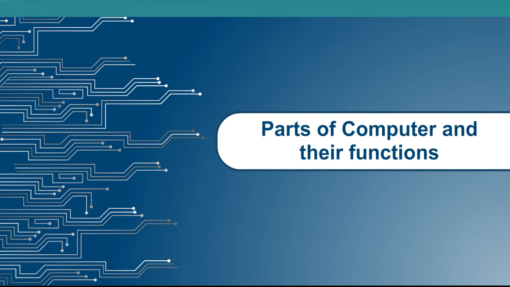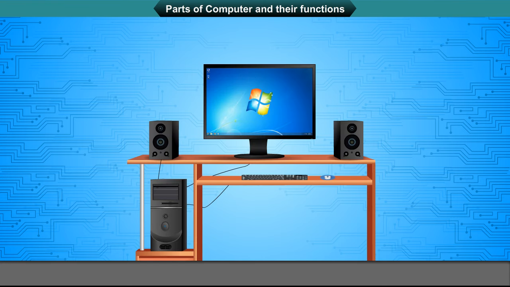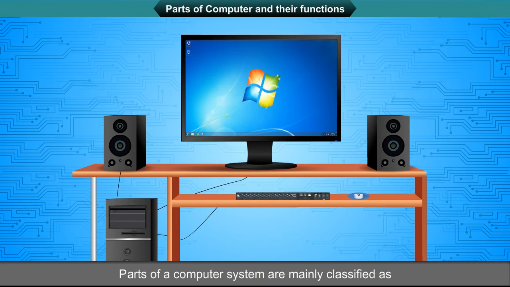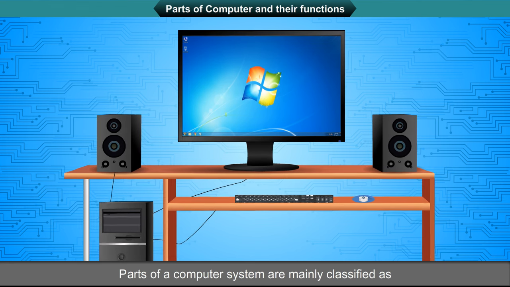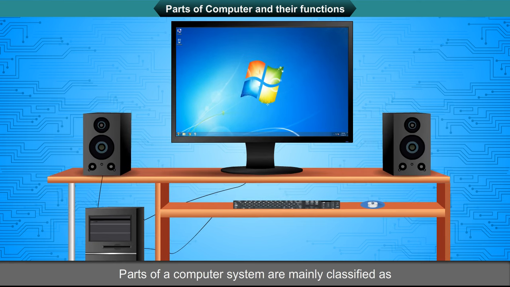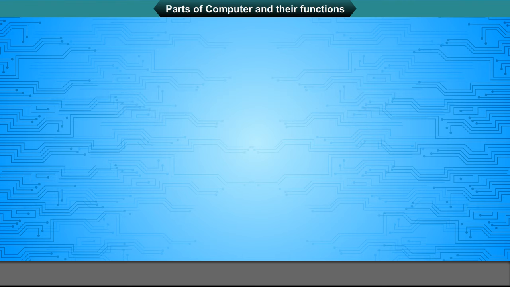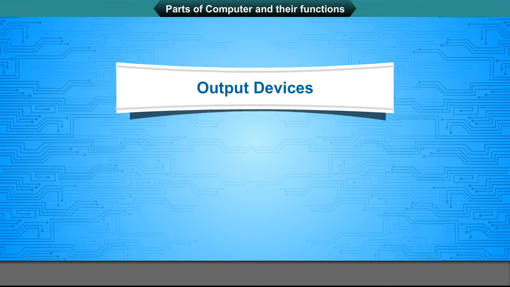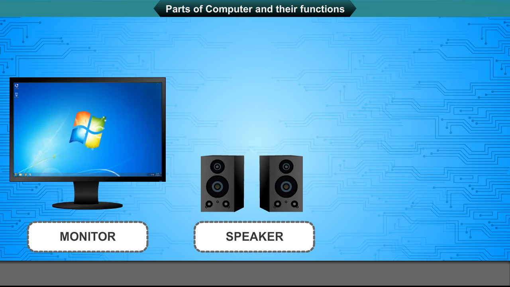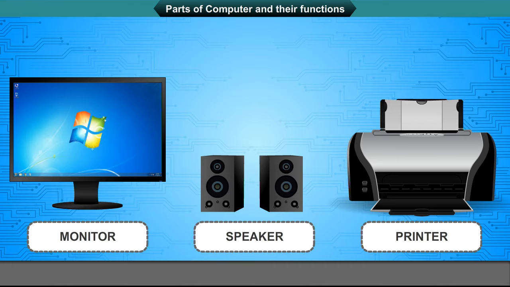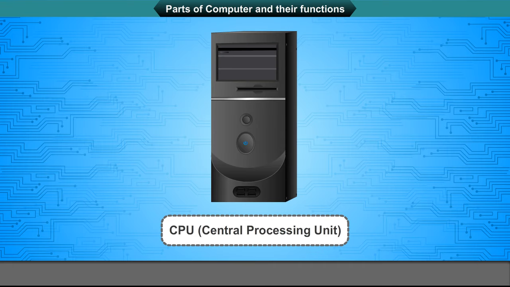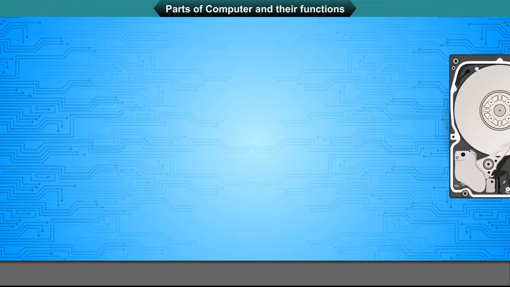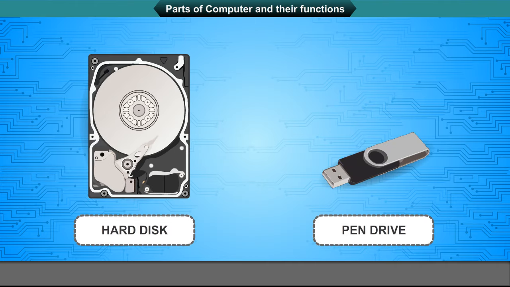Parts of computer and their functions. Computer is a combination of many parts. Parts of a computer system are mainly classified as input devices, keyboard and mouse, output devices, monitor, speaker and printer, CPU, central processing unit, storage devices, hard disk, pen drive, etc.